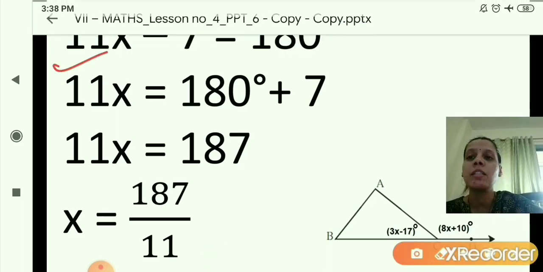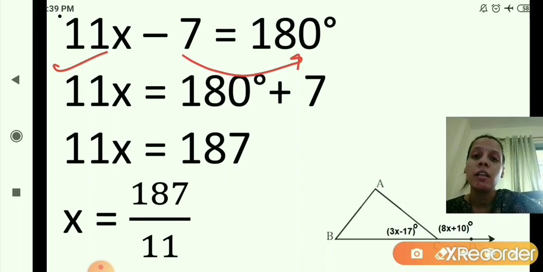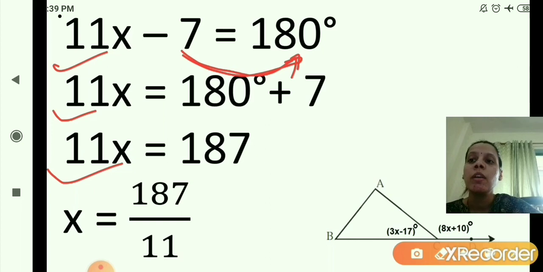Now after this, next step, this minus 7 will go here on the right hand side, so it becomes, yes, plus 7, correct? 11x we will keep as it is on the left hand side, and this minus 7 will go on the right hand side, so it becomes plus 7. So in the next step, 11x is equal to 180 degree plus 7. So 180 plus 7 is what? 187, correct. So 11x is equal to 187. 180 plus 7, that is 187.